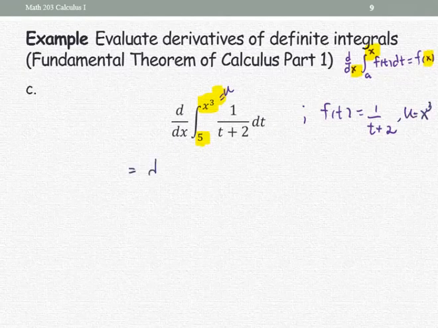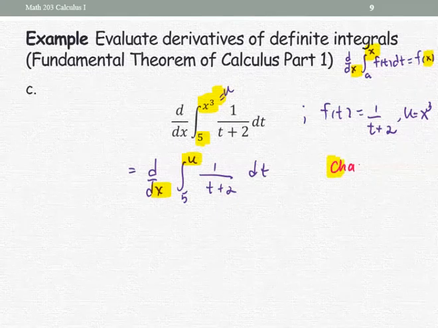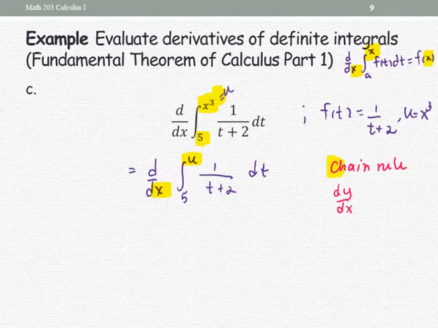If we rewrite this as d by dx of the definite integral from 5 to u of 1 over t plus 2 with respect to t, we have the upper limit as u. Now we're going to make the dx here into the term of du. We're going to apply the chain rule. We recall the chain rule: when you find the derivative of y with respect to x, and y is a function of u, we can do that as dy by du multiplied by du by dx.